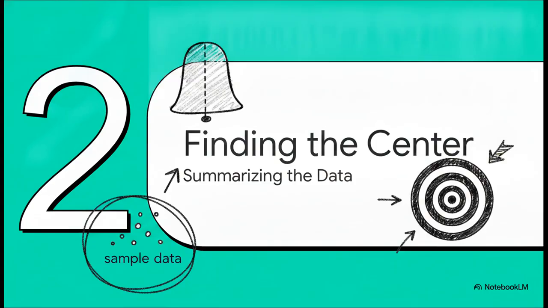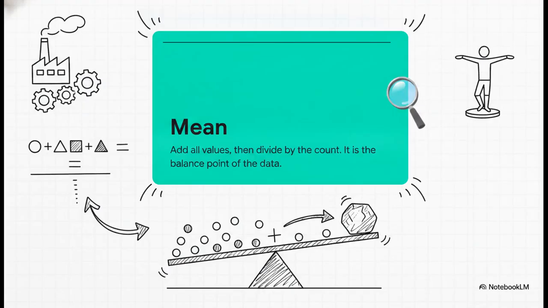Moving right along to section 2, finding the center. Let's figure out how we summarize that data. Once you've got your sample, the very first question you're probably going to ask is, where is the middle of this data? The most common way to find that center is the mean. In plain English, you just add every single value together and then divide that total by how many values you had. Think of it like the physical balance point on a seesaw.